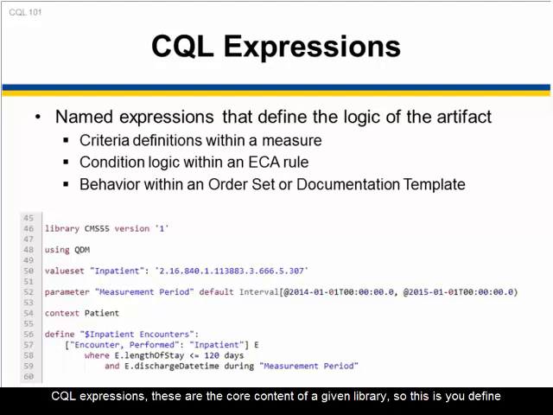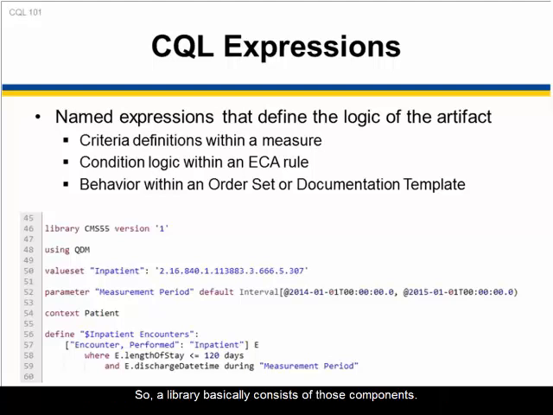CQL expressions, these are the core content of a given library. So this is, you define, for example, here inpatient encounters as encounters performed, and this name, inpatient encounters, is available in other expressions. So a library basically consists of those components. You may use then a library within a larger structure like a measure or an event condition action rule to define, say, the criteria within the populations or the condition logic in the rule.